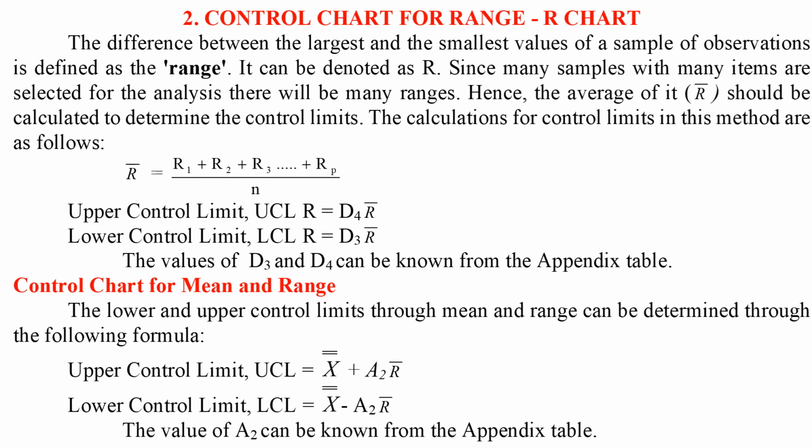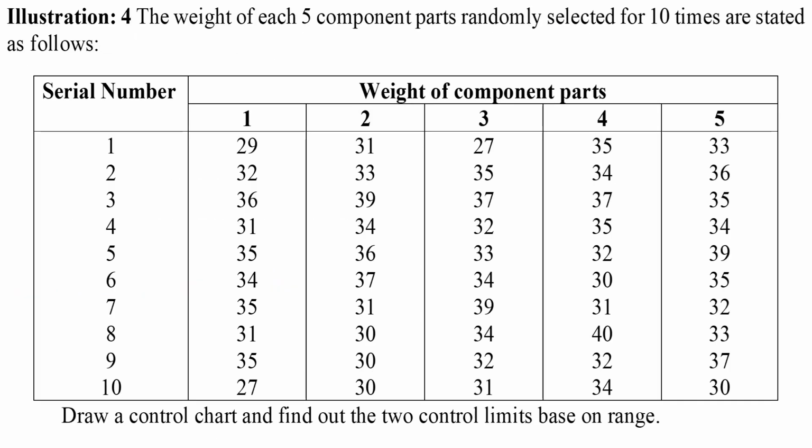Control chart for mean and range. The lower and upper control limits through mean and range can be determined through the following formula. Upper control limit, UCL equals grand mean plus A2 R bar. Lower control limit, LCL equals grand mean minus A2 R bar. The value of A2 can be known from the appendix table. Illustration 4. The weight of each 5 component parts randomly selected for 10 times are stated as follows.